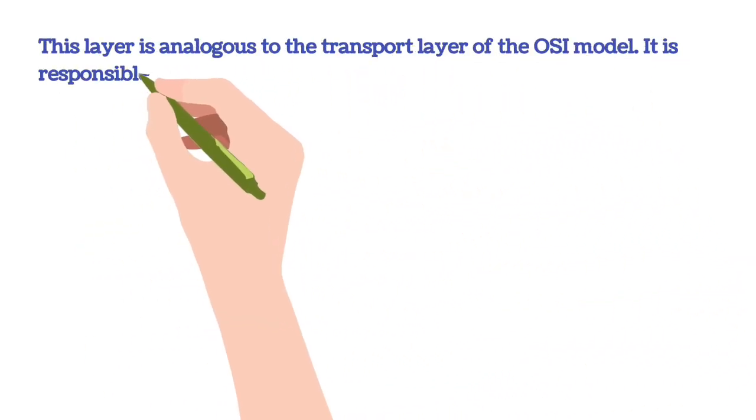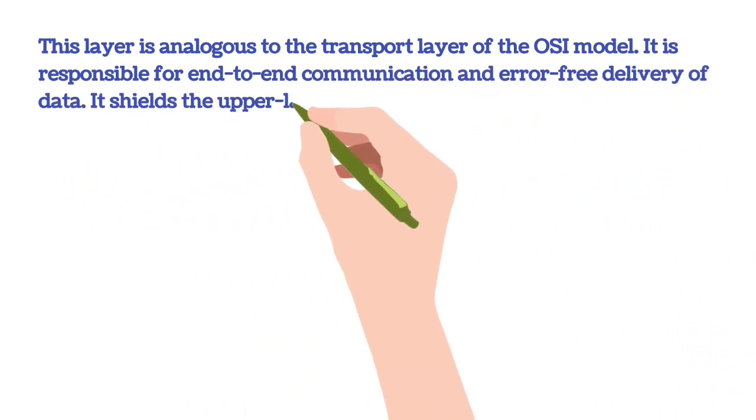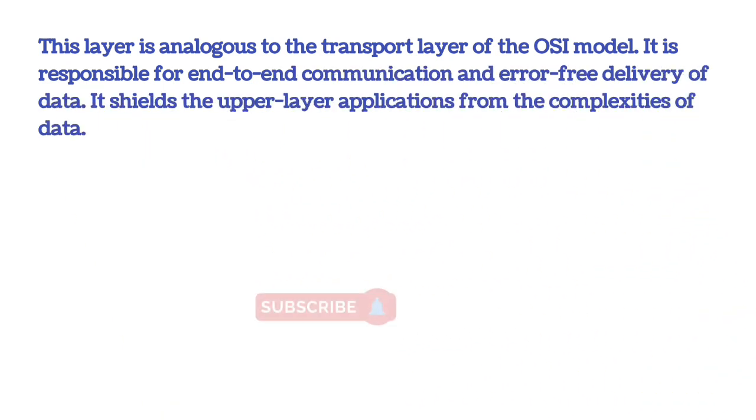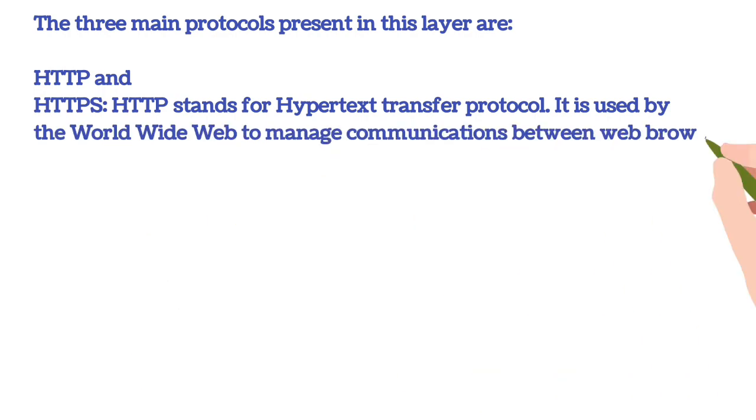5. Application layer. This layer is analogous to the transport layer of the OSI model. It is responsible for end-to-end communication and error-free delivery of data. It shields the upper layer applications from the complexities of data. The three main protocols present in this layer are HTTP and HTTPS.